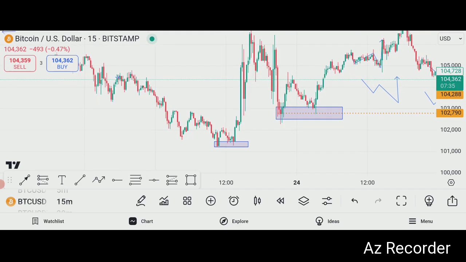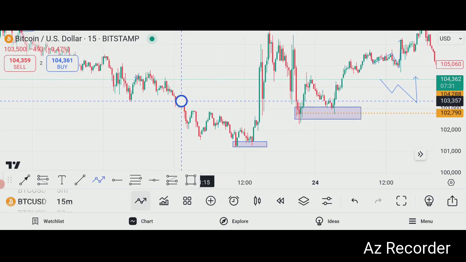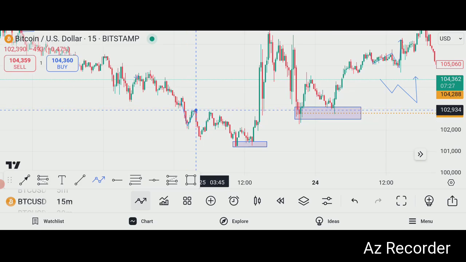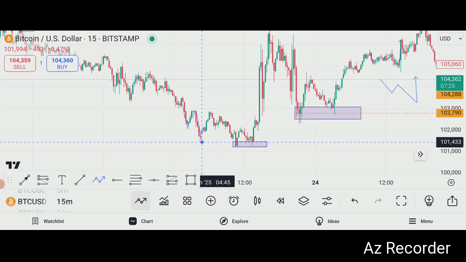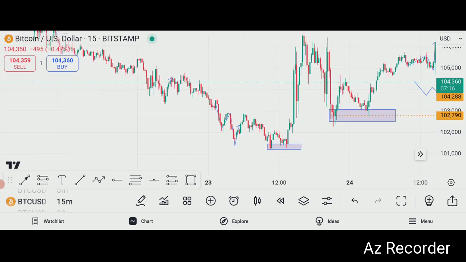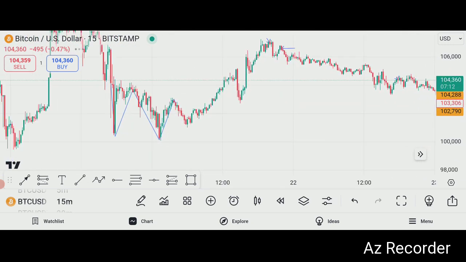Look at this one also. This one is not perfect. You can see price came down, pushed up, then came down right here, went up. Although this one later goes down. So that is it. So let me look for the last one. Look for the last one for you guys.